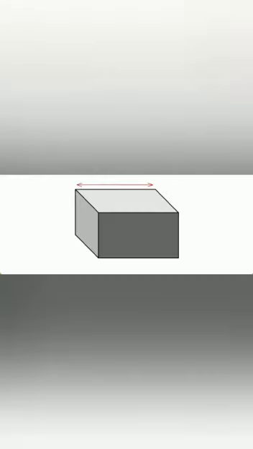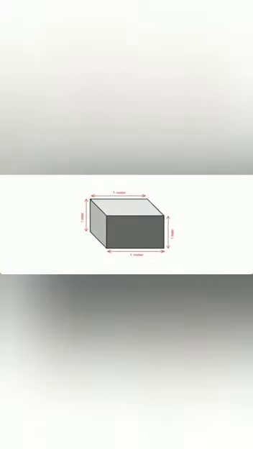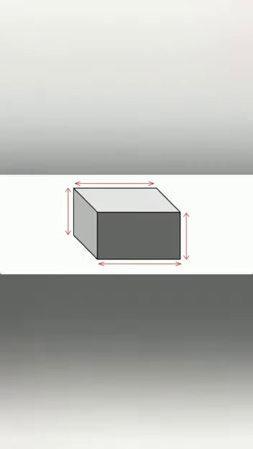Measurement of volume. The volume of an object is the space occupied by it. The SI unit of volume is meter cube or cubic meter. 1 meter cube is the volume occupied by an object whose each side measures 1 meter. Some smaller units are cubic centimeter and cubic decimeter. 1 centimeter cube is the volume occupied by an object whose each side measures 1 centimeter.